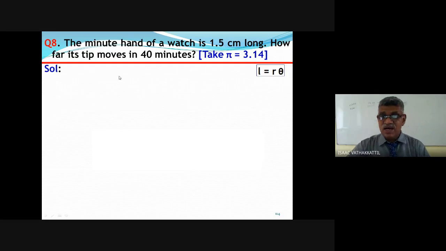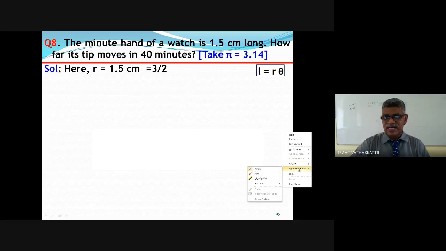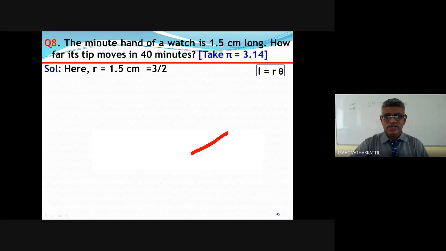Well, again, the formula is L equal to R theta. Actually, A equal to half R square theta we hardly encounter in this topic, but I have just introduced it for you. Here, L equal to R theta. What is given here? The radius, the minute hand of the watch, that is the radius, 1.5 centimeters, or you can write 3 by 2. How far its tip moves? The movement of the tip is the length of arc. And angle is not given.